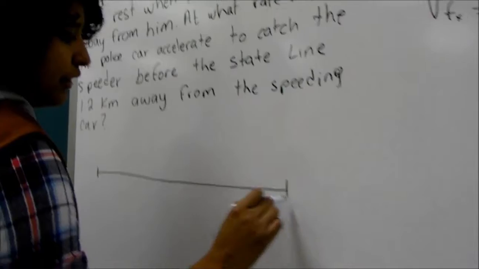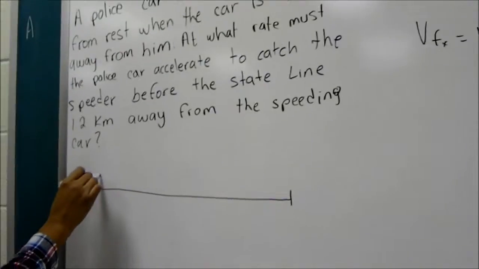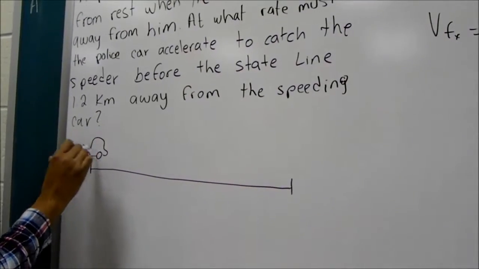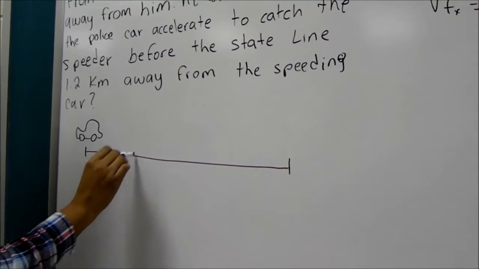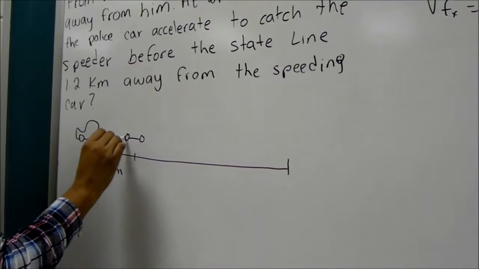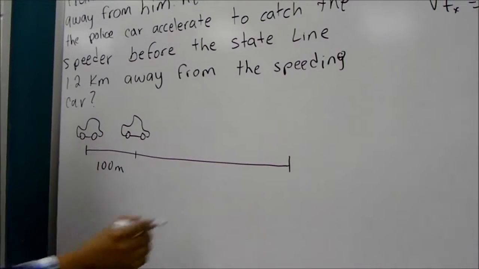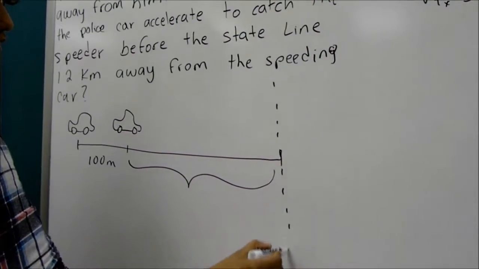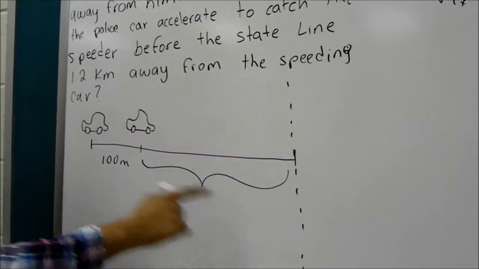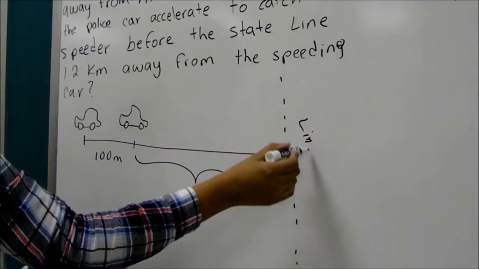So the first thing that we have to do when solving those problems is a drawing or a diagram. So right here we have our police car, and then 100 meters away we have the speeding car. And then this distance right here is the distance of the speeding car with respect to the state line.